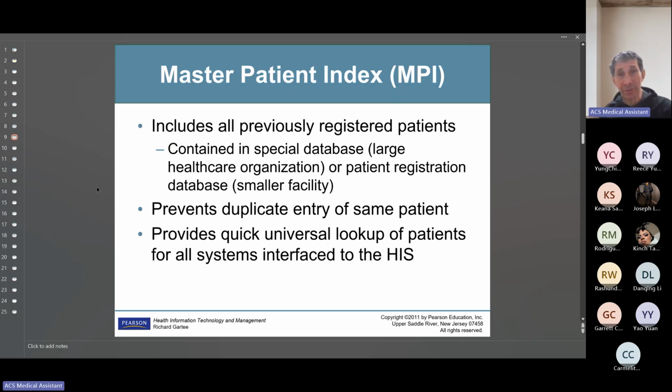And what is the reason to have a master patient index? If a patient forgot or you don't recall and you start registering this patient again, as soon as you start entering the information, that name is going to pop up. And then you're going to see that this patient is already registered. So we're going to find those patients.